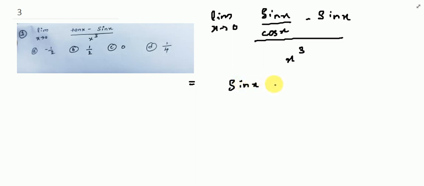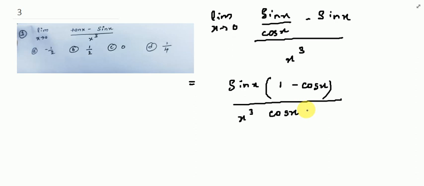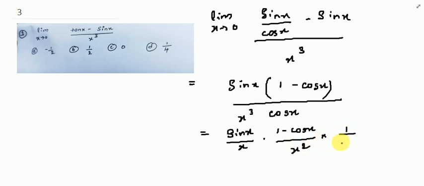If I take sin x outside, then the numerator will be 1 minus cos x, because this cos x will be the LCM before taking this sin x. Therefore, that LCM will be in the denominator: x cube into cos x. Now, in this result, let me rearrange this as sin x divided by x into (1 minus cos x) divided by x square into 1 by cos x.